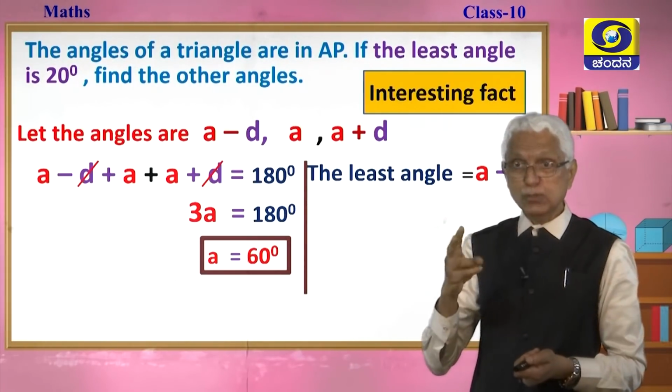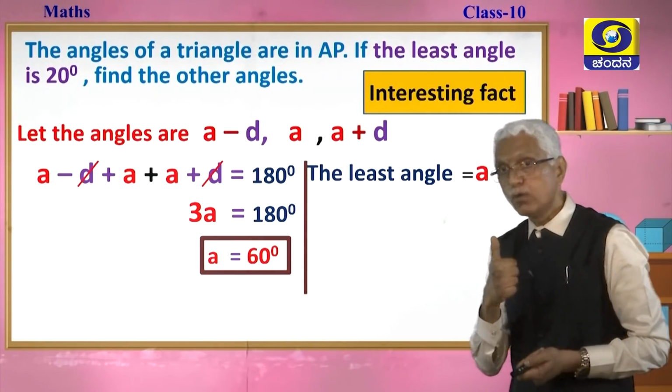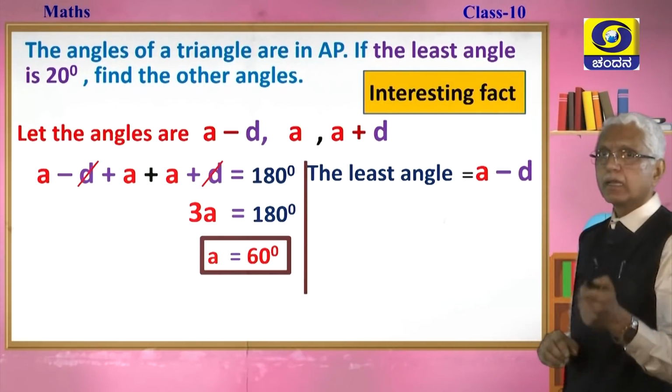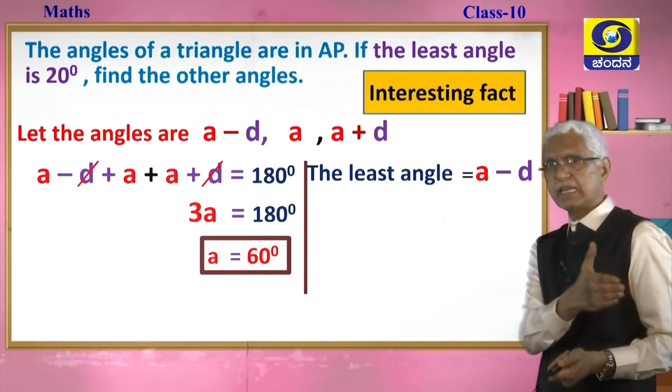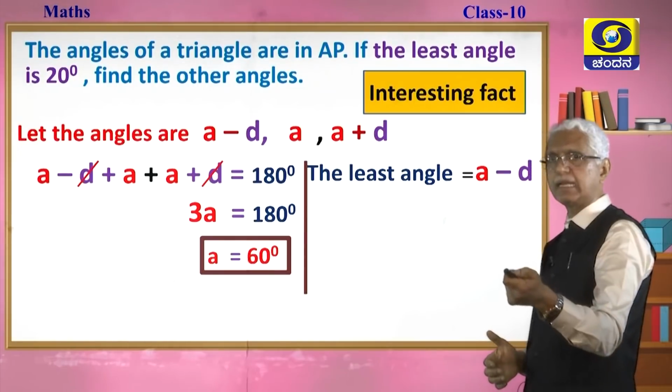Now, which are the 2 angles required? a plus d, a minus d. How will you find out? You should know the value of d. Correct? Now, the least angle is a minus d. Smallest is a minus d. Next angle is a. Next angle is a plus d. Okay. The least angle is a minus d.